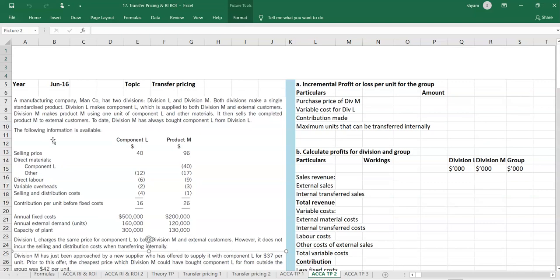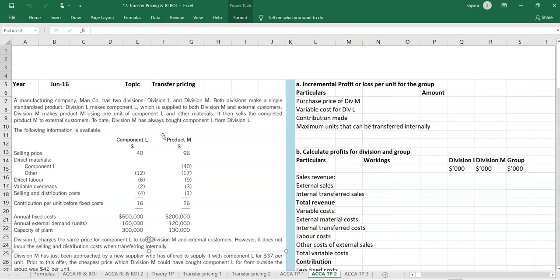So we'll start from the top of the question. A manufacturing company, Manco, has two divisions, division L and M. Both divisions make a single standardized product. Division L makes component L, which is supplied to both division M and external customers. Division M makes product M using 1 unit of component L and other materials. So M is the buyer and L is the seller here. It then sells the completed product M to external customers. To date, division M has always bought component L from division L, so all the components are bought from division L only.